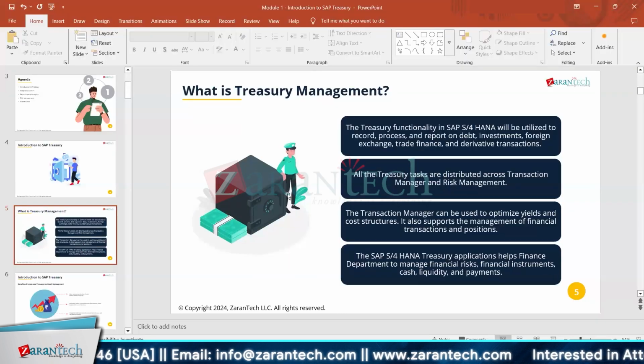So we'll focus on the transaction manager first, which is the basic, and then we'll cover risk management, and then we'll move to banking. That's how I have planned. And in between, there are a lot of other interesting things that I can show, like the integration with the accounting part, and the reporting and analytics side. We have a course structure, so we'll be sticking to that more or less.